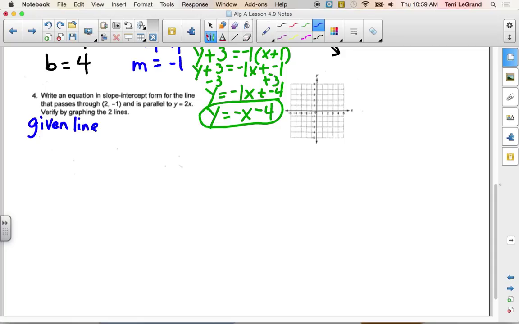What is our given line in this one? Y equals 2x. It says right here: write an equation for the line that passes through this point and is parallel to there's our given line. What's its slope?